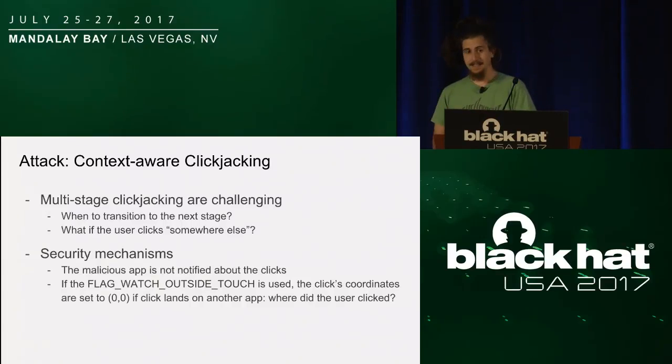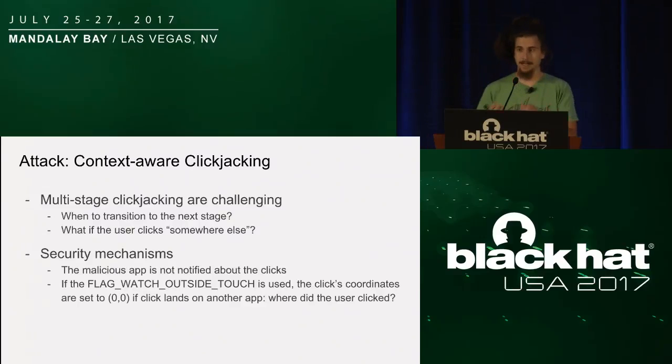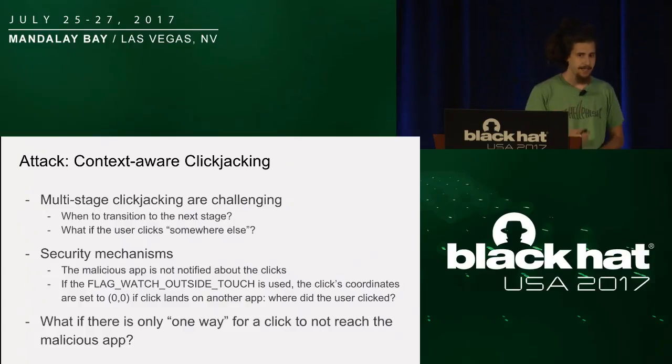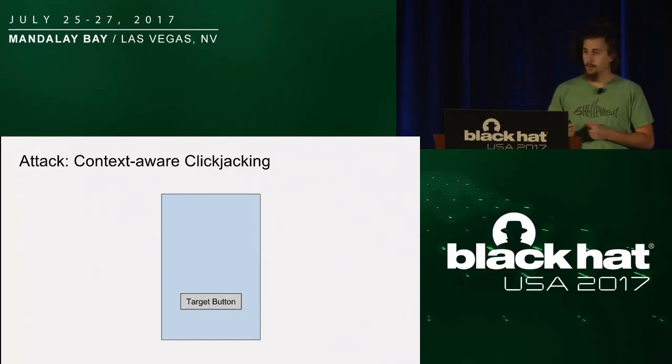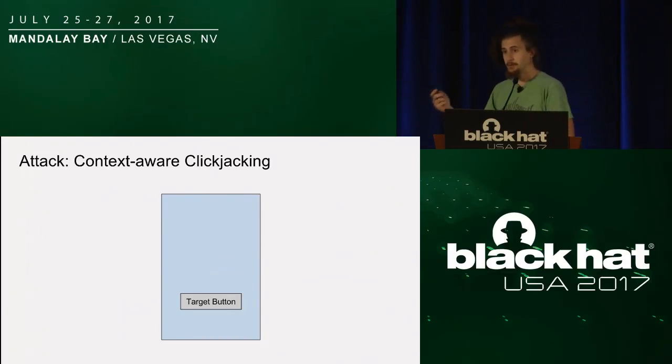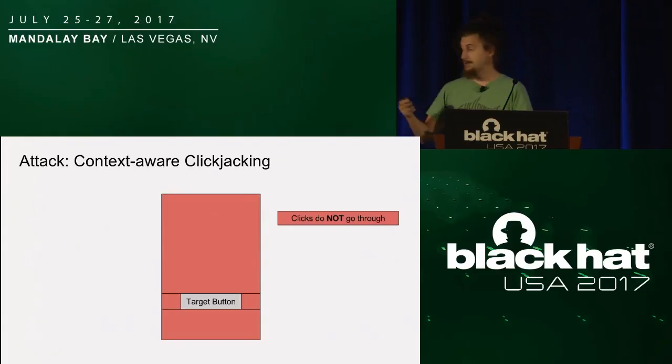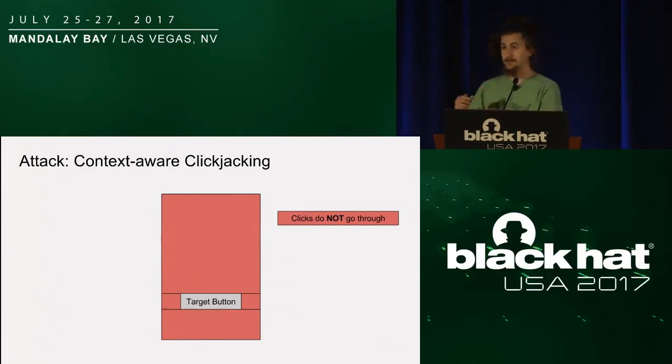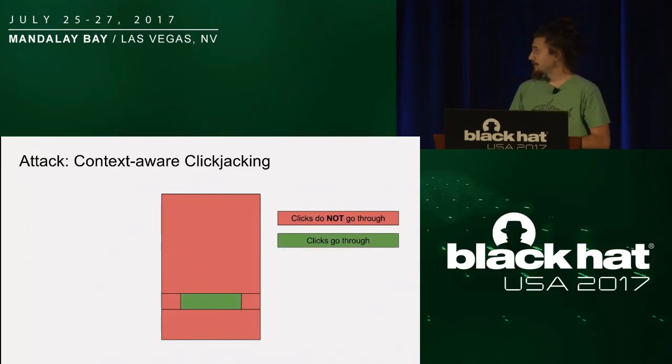And again, there are a number of security mechanisms to prevent an application from understanding where the user clicked if the click doesn't reach the malware, right? And so the key point here is, what if there is only one way for a click to not reach the malicious application? Think about this. We want the user to click this button. What we could do is to cover everything but the button with some overlays for which the clicks do not go through. Okay? And the remaining part, you actually cover it with an overlay for which clicks actually go through.